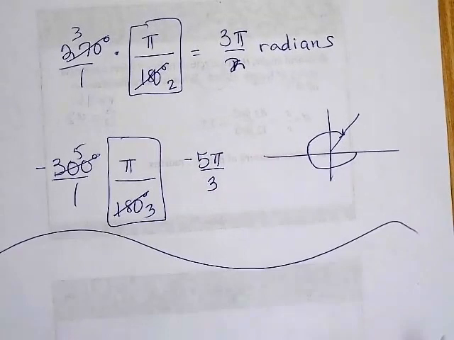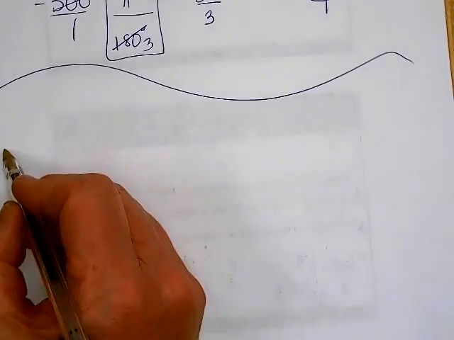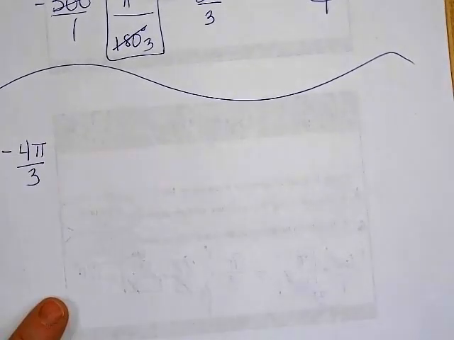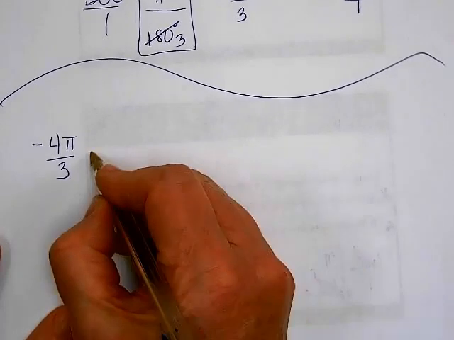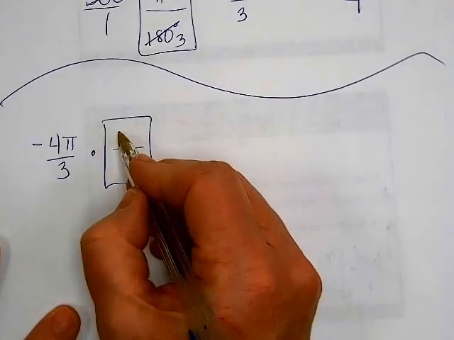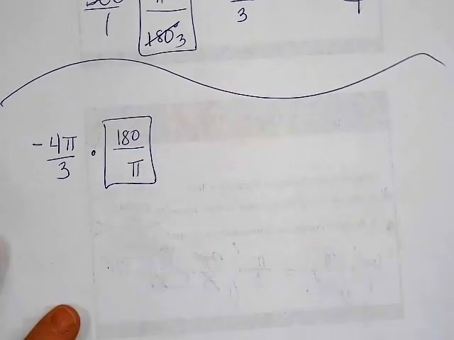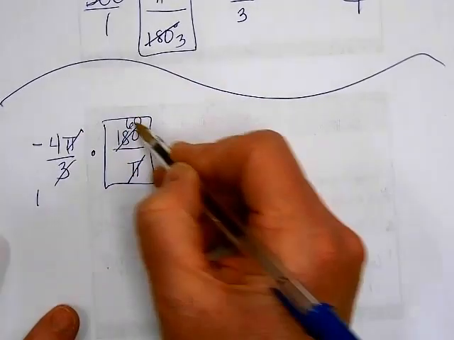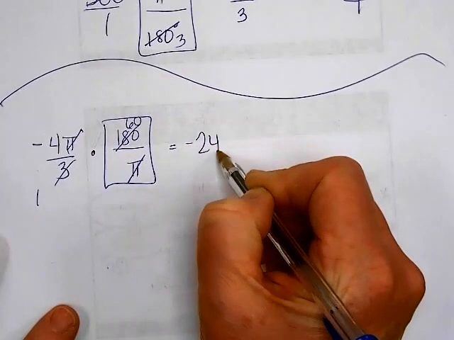Now, we do the same thing. Let's say we have negative 4 pi over 3 radians, and we want to convert that to degrees. Then we need to multiply by the conversion factor that eliminates the pi. And 3 goes into 3 once, goes in there 60 times. That's going to be negative 240 degrees.